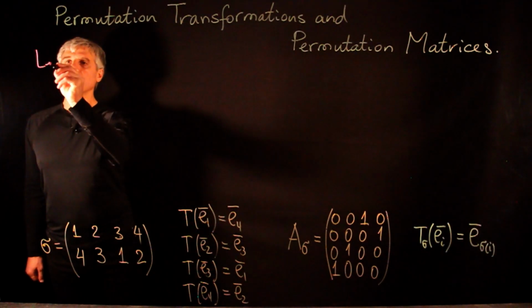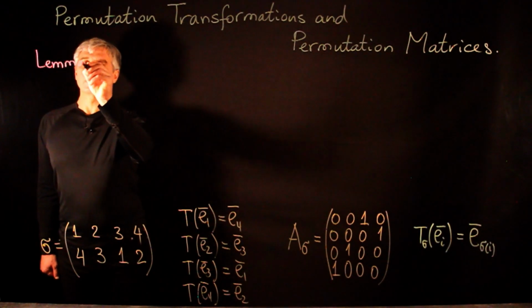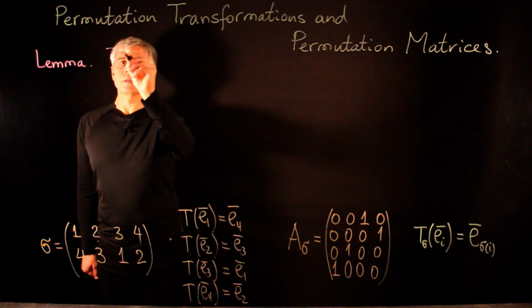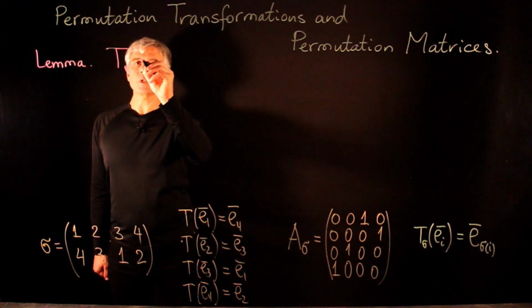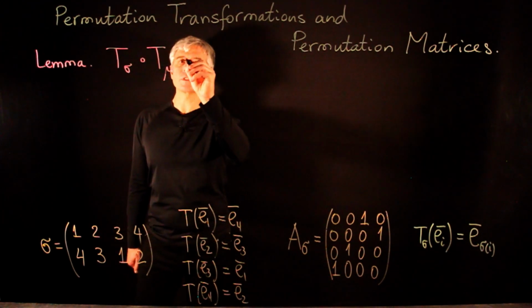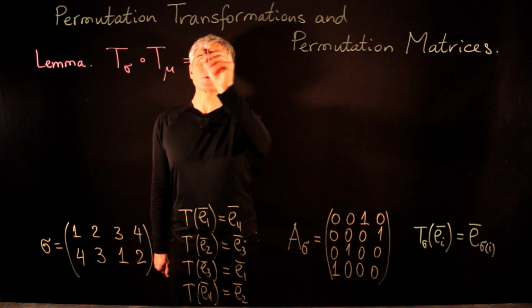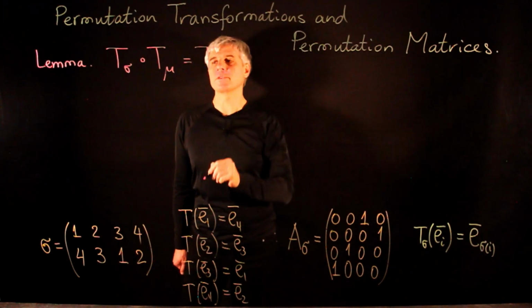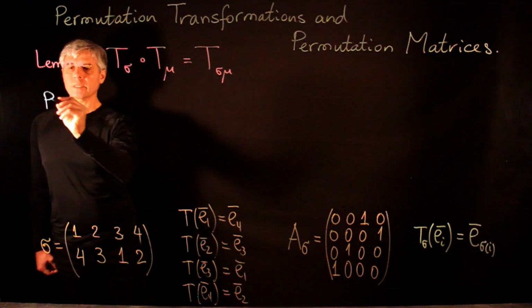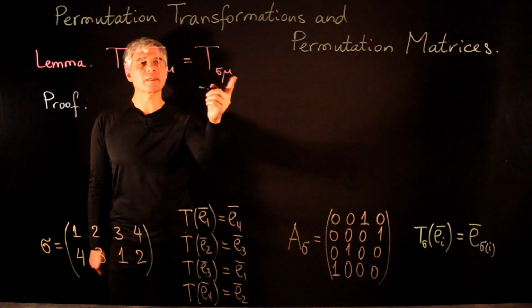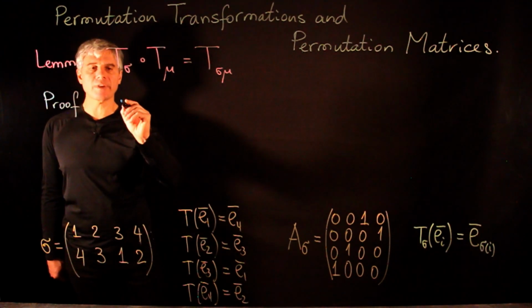We begin with the following lemma, that if we have two permutations and two permutation transformations, then the composition of T sigma with T mu is equal to the permutation transformation that corresponds to the product of sigma and mu. To prove this, let us apply the left-hand side and the right-hand side to standard basis vectors.